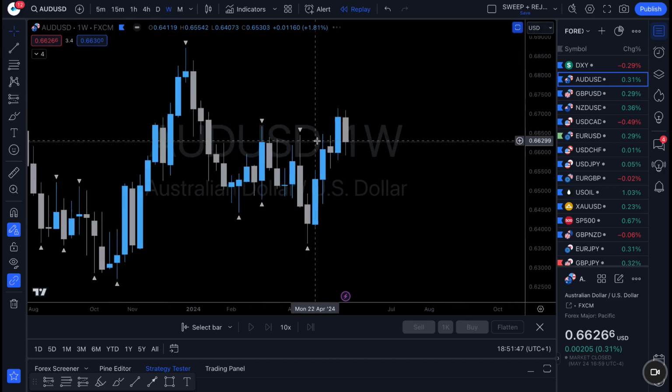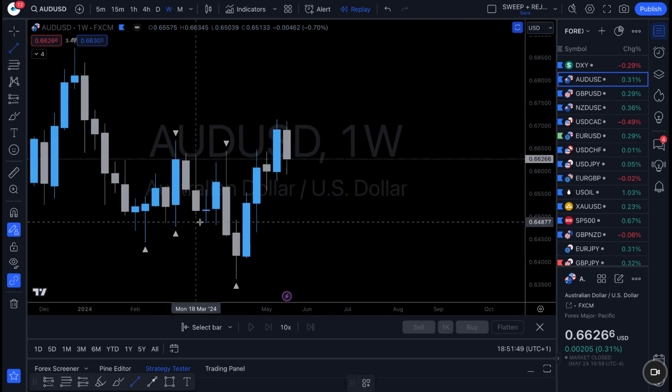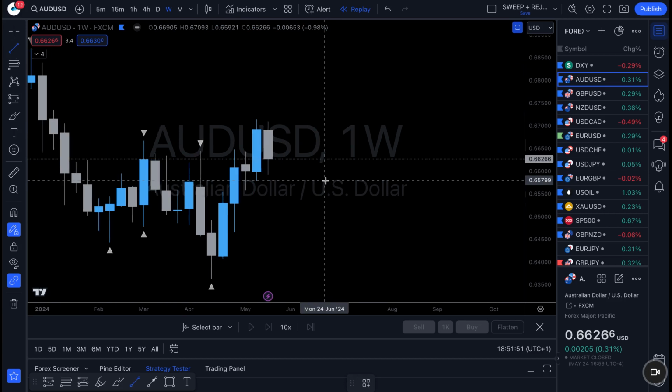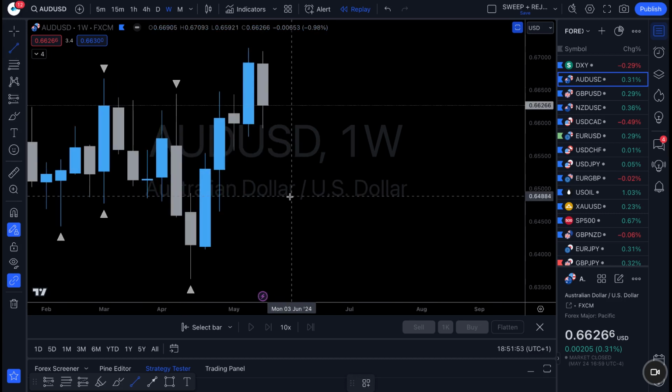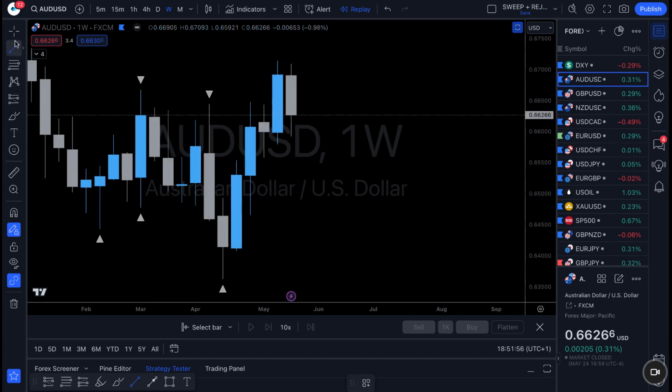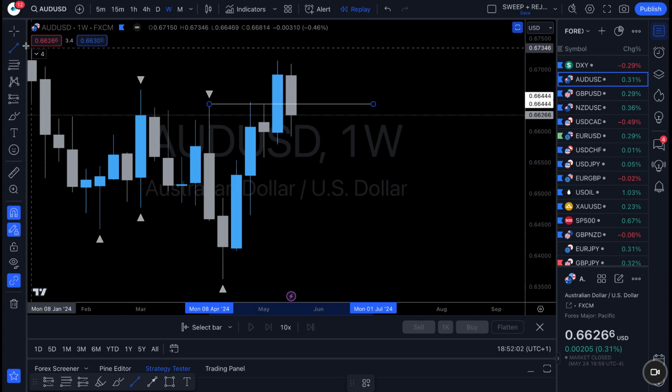So this is AUD USD, and I'm currently short on this market, and I'm going to break down exactly why. Okay, so let's zoom in. This is the weekly time frame, so very significant when it comes to identifying key levels.